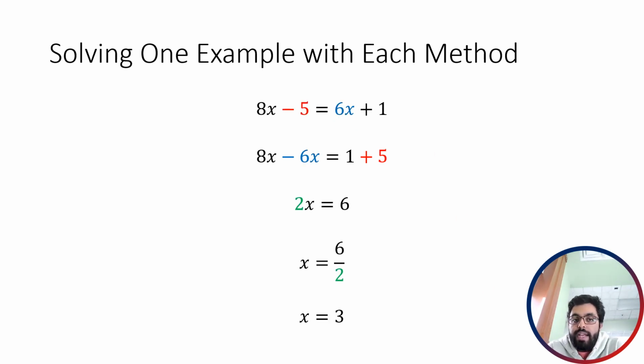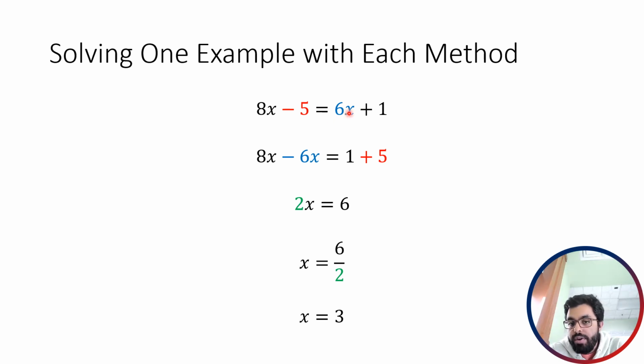And now this is the exact same problem, but what I've done now is I'm just solving it the other way. So we had this 8x minus 5 equals 6x plus 1, and instead of subtracting 6x from both sides or adding 5 to both sides, I'm going to take this 6x in blue, which right now is a positive 6x, right? There's no minus sign in front of it, so it's a positive 6. And I'm going to just move it to the left side of the equal sign.